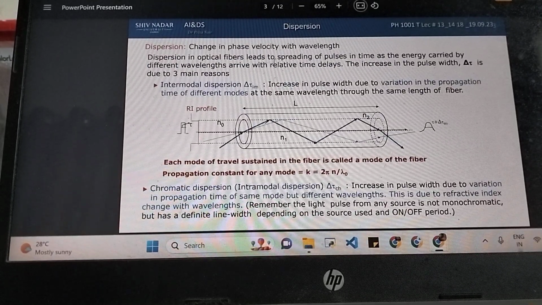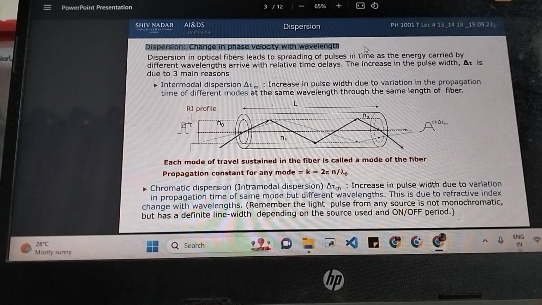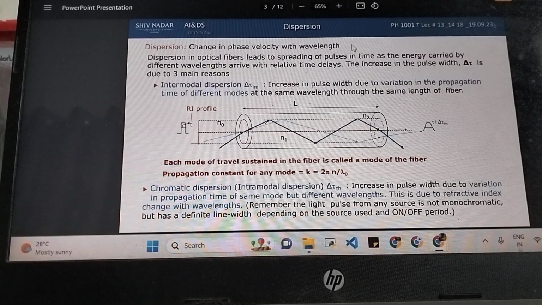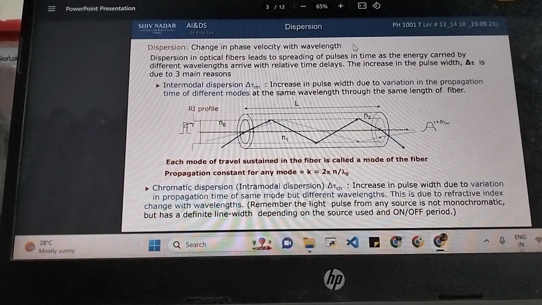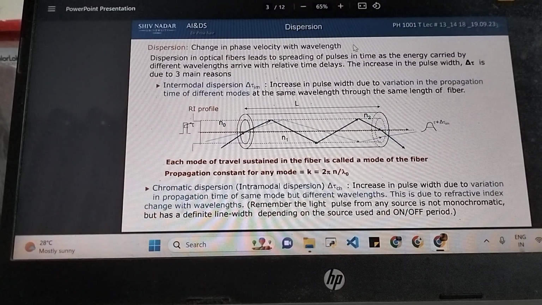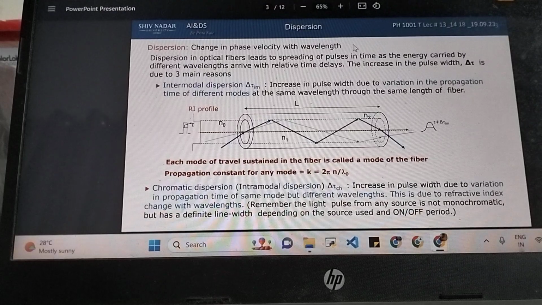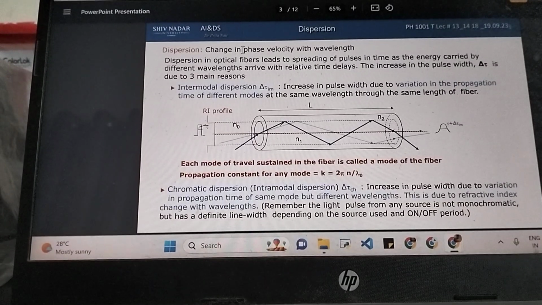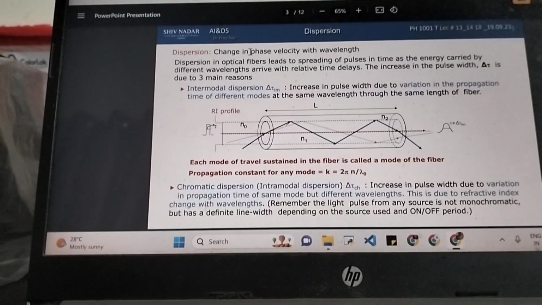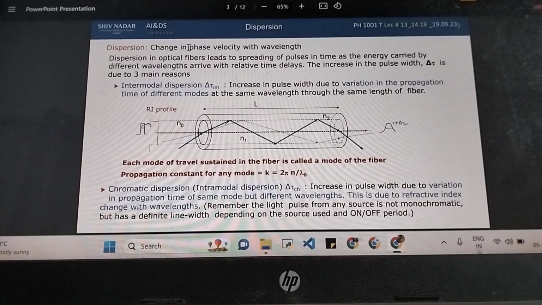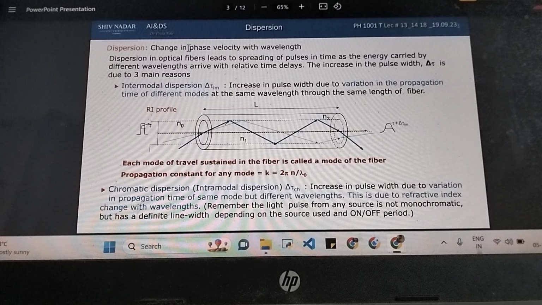So a broad overview of dispersion is change in phase velocity with wavelength, which is a sort of high level definition. In simple terms, it means the velocity of each ray changes. And what do you mean by phase velocity? When I say different rays, how do you differentiate between them? Each of them has a different phase. So for each phase the velocity is different.